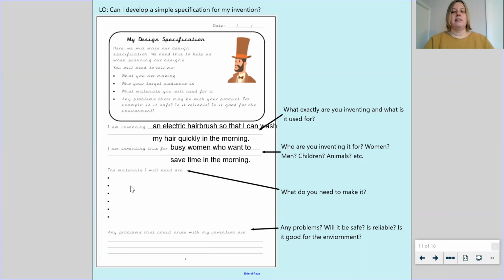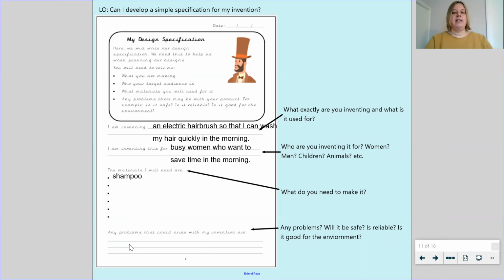Then I need to start to think about the different materials that I would need to make my product. What do you need to make it? The materials I will need are, and I am going to make a list using bullet points. The first thing I would need is shampoo. Then I need to think about the other materials that I would need to make my product.